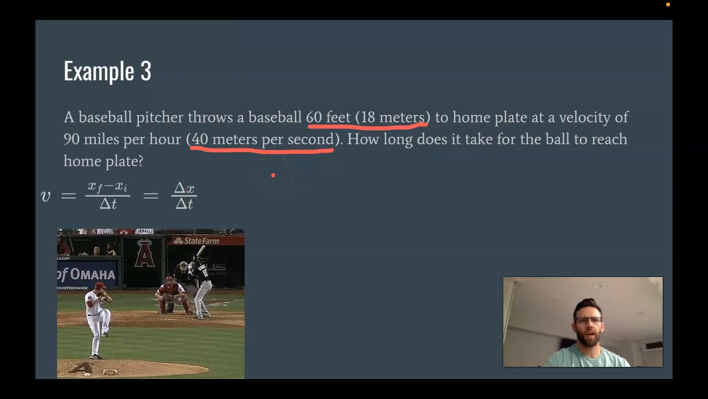I know my displacement is 18. I know my velocity in this case. And that's a little bit different here. And now I'm going to have to do a little bit of work to figure out something else. It's asking for time, so I want to know time. All right, let's see. So equals what? Okay. All right, this is in meters. This is in meters per second.